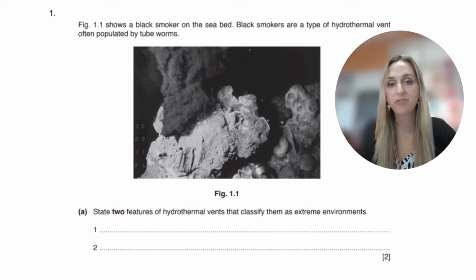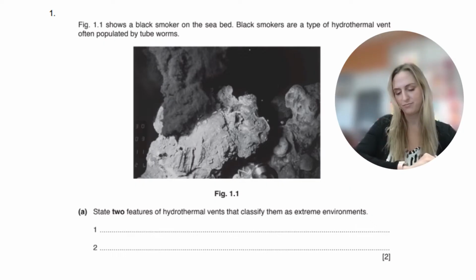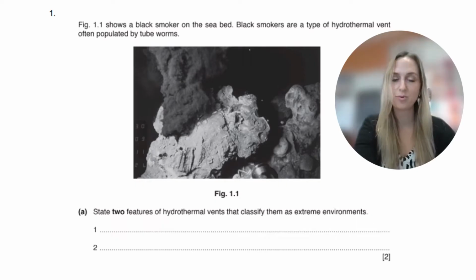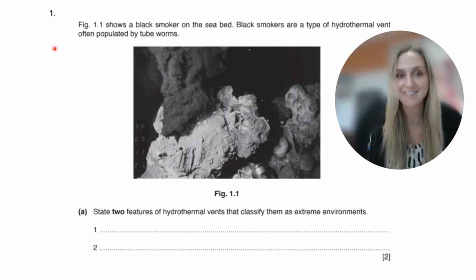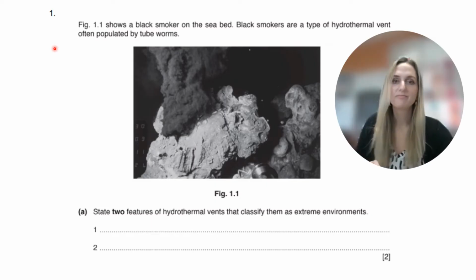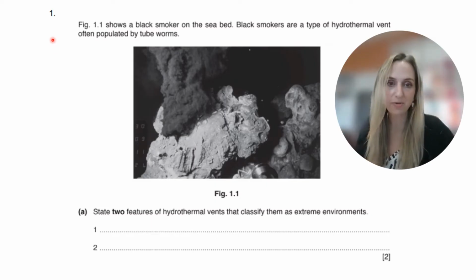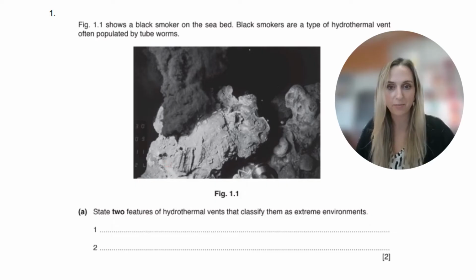All right, for your exam questions, this is the first one. We did do this in class today, and today is Thursday, February 20th, 2025. So if you're watching this any other time, perhaps it's not today. So it says state 2 features of hydrothermal vents that will classify them as extreme environments. This is 2 marks, and you're stating 2.